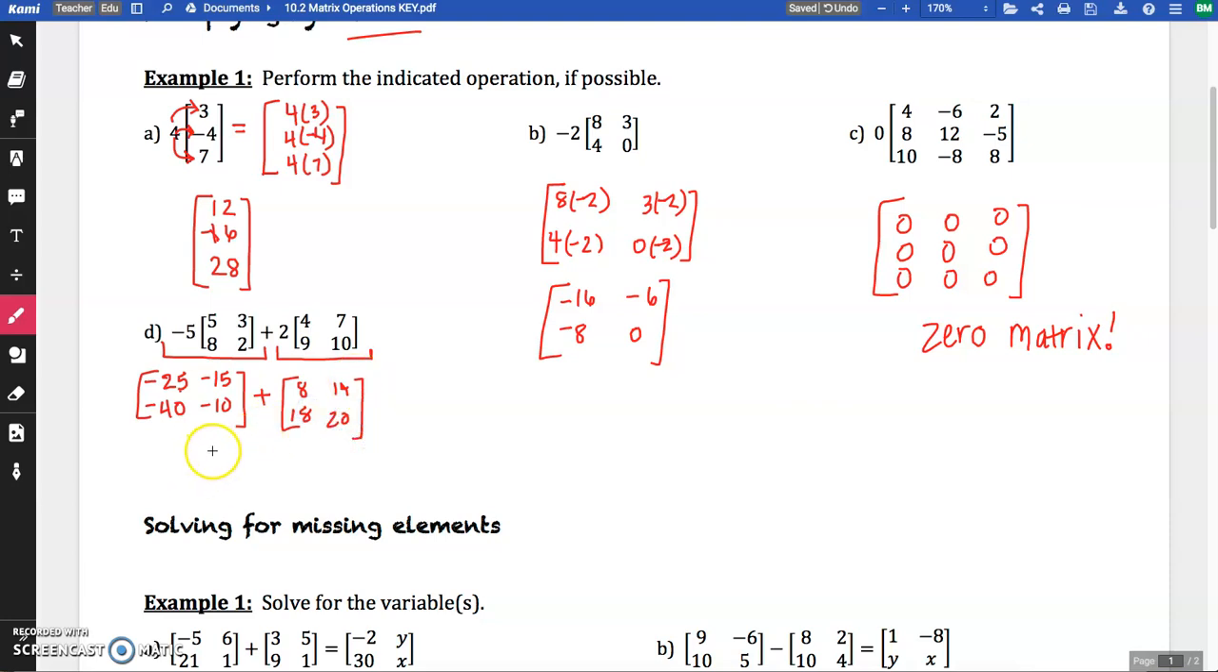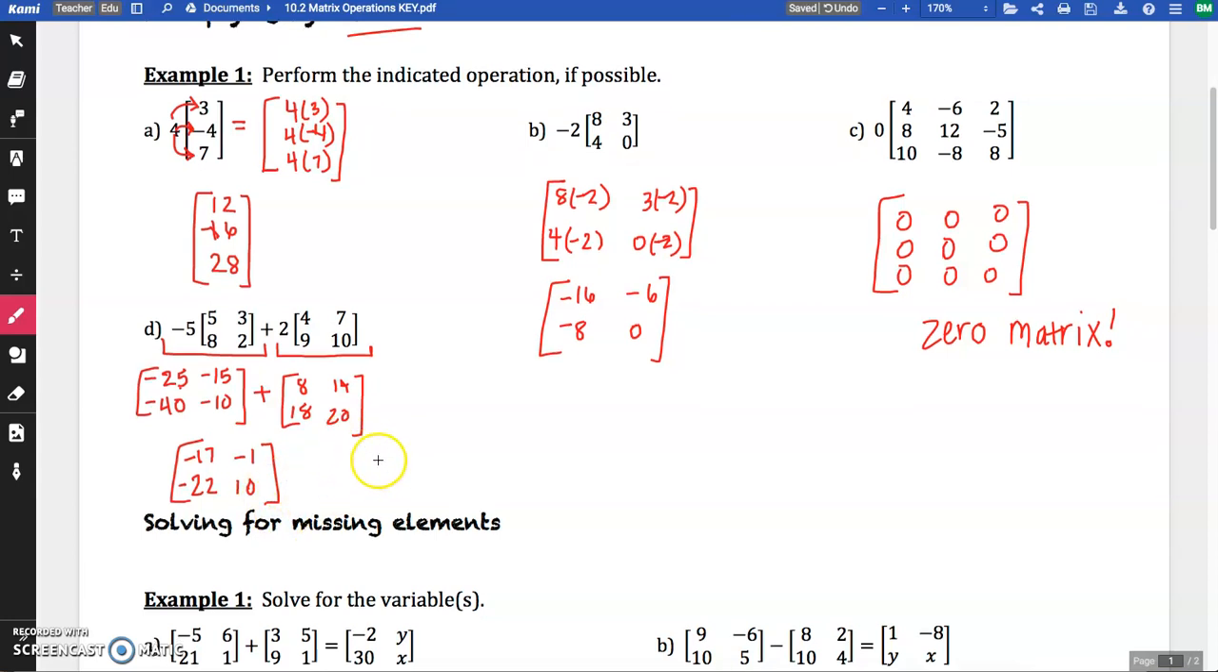And then lastly, I'll actually add those matrices together. So I'm going to add each individual entry, each corresponding entry. So negative 25 plus 8 becomes negative 17. Negative 15 plus 14 becomes negative 1. Negative 40 plus 18, negative 22. And negative 10 plus 20, positive 10 for my final answer.